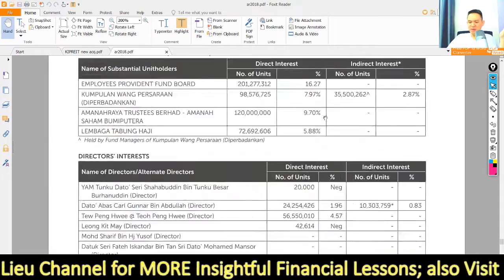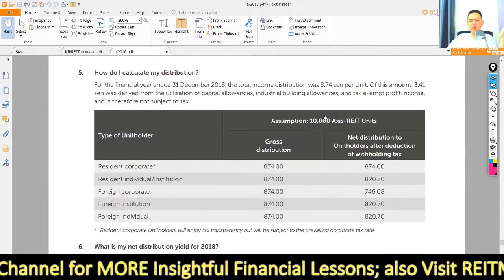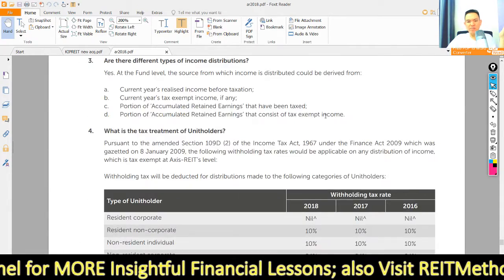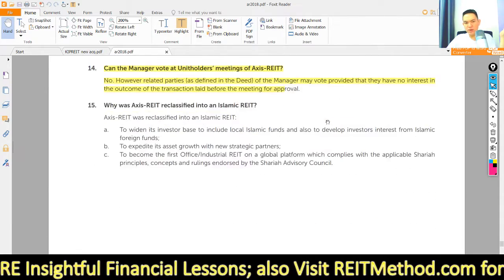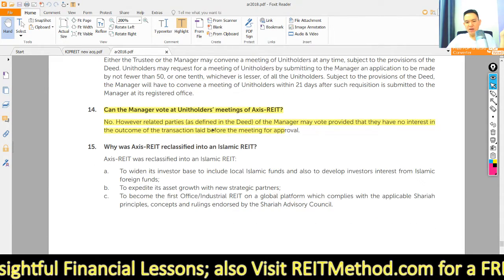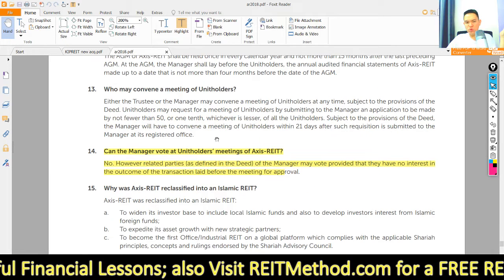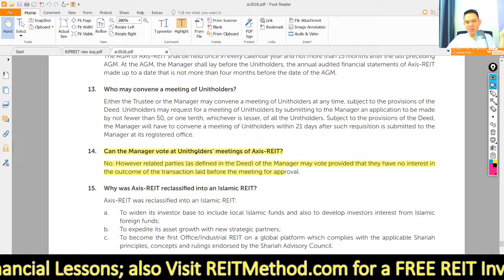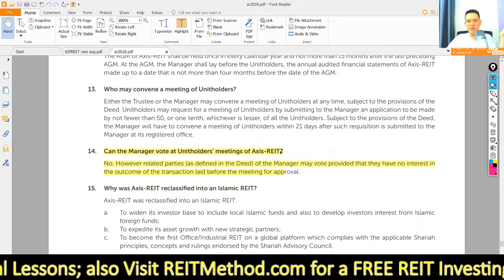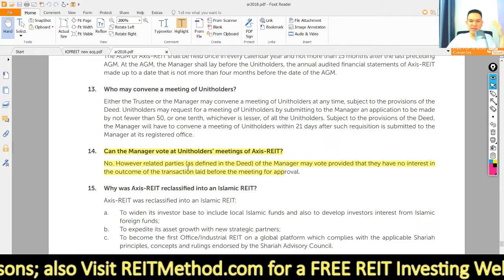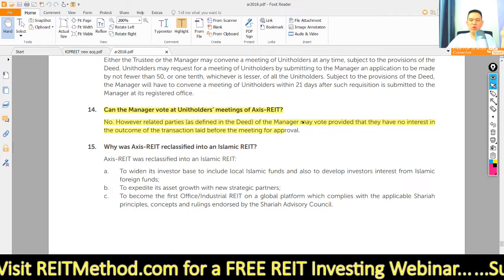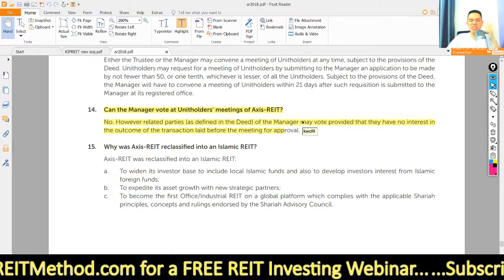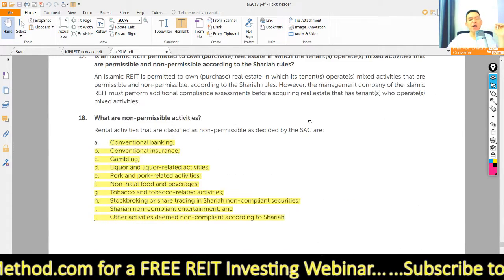So that was page 277, and we are getting to the end. And 282 over here. Okay, this is interesting. Can the manager vote at the unitholder meeting of this REIT? No. This is applicable for all, and it is very transparent, because the manager is not able to vote, unlike normal shares where if you are a major shareholder, you can still vote.